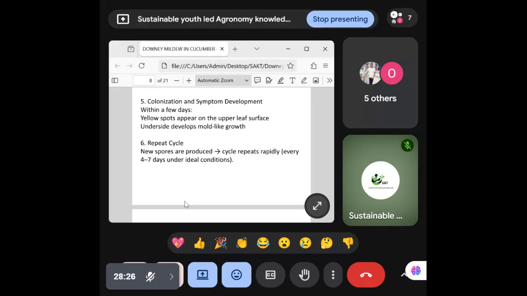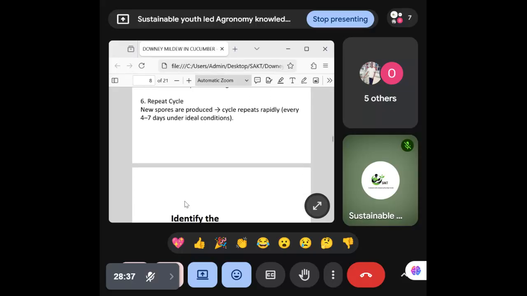Okay, so when these spores are produced, the cycle repeats rapidly. In less than 4 to 7 days, under ideal conditions, that's why during the rainy season you must be able to control this. If you cannot control it in 4 to 5 days, Downy mildew can finish your farm in less than 4 to 7 days, especially when we enter the rainy season and even the day temperature goes below 25. So it's very, very easy for it to grow. The next slide.